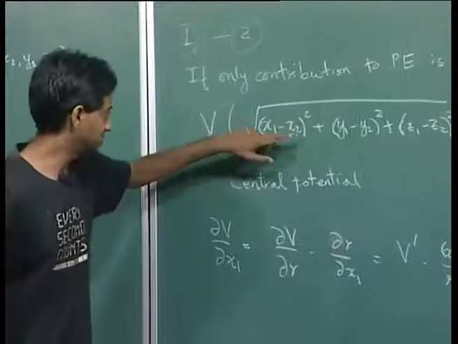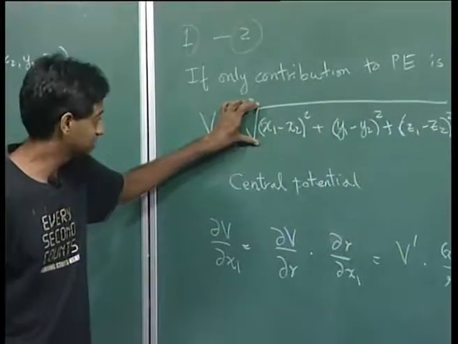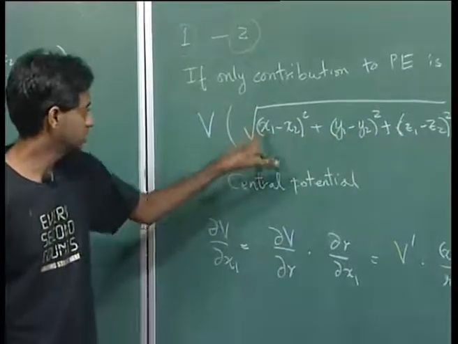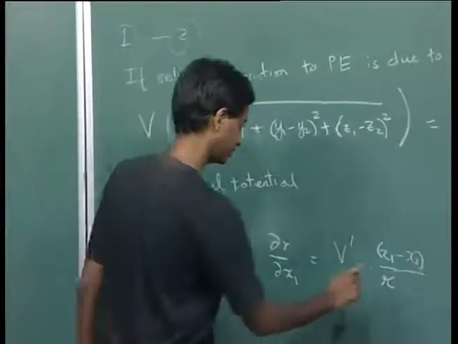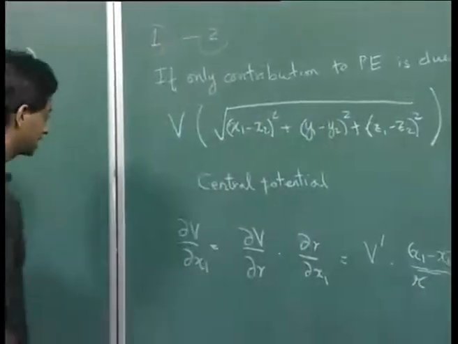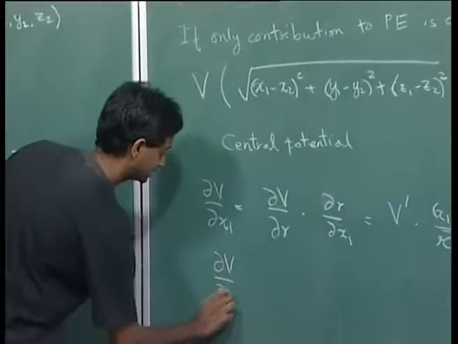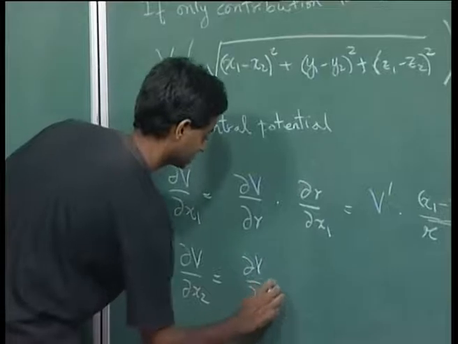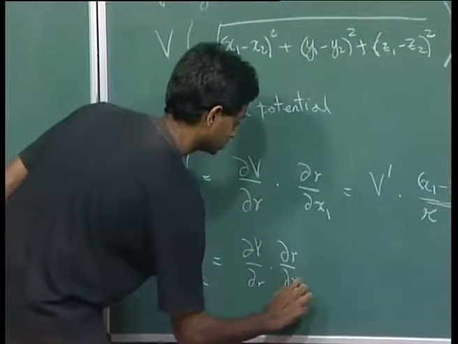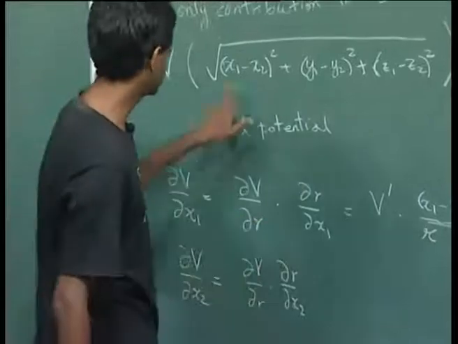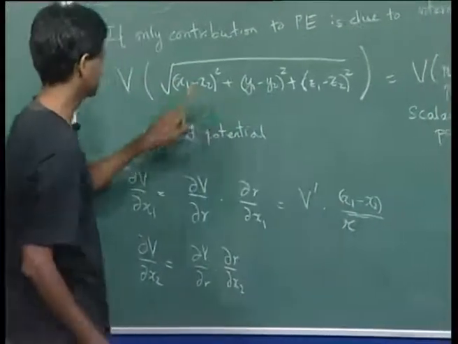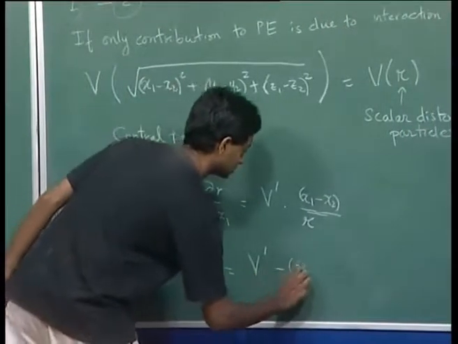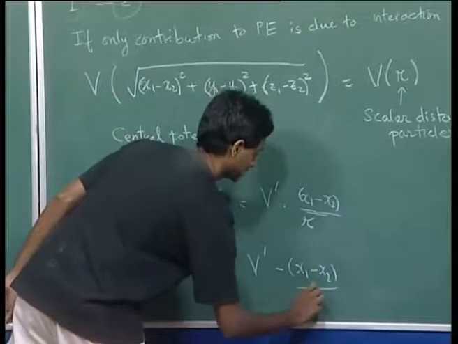If you take d by dx of this quantity, it's 1 over twice the square root of this, that is 1 over twice r, times 2 times x1 minus x2. And if you calculate dV by dx2, this will come out to be dV by dr times dou r by dou x2, and dou r by dou x2 is the negative of this quantity because you have a minus sign in front of x2. So this just turns out to be V prime times minus x1 minus x2 by r.